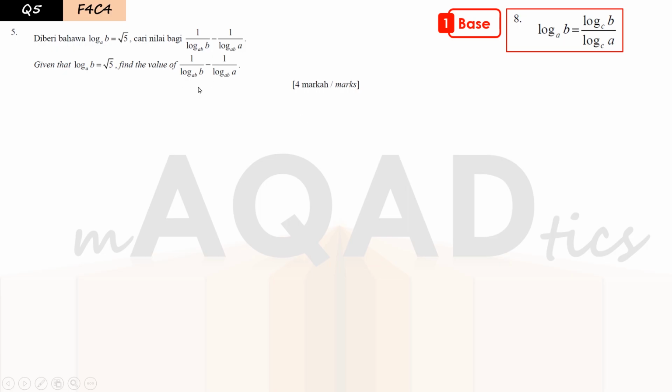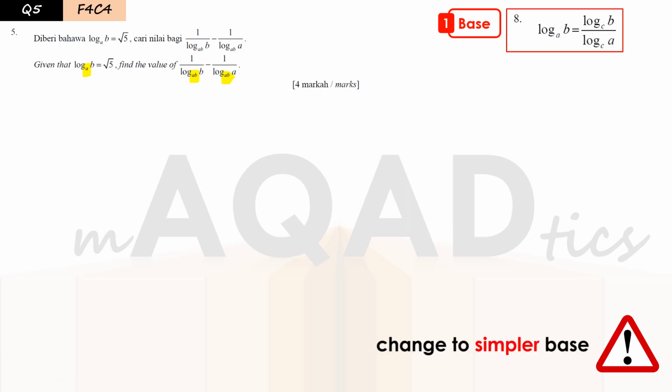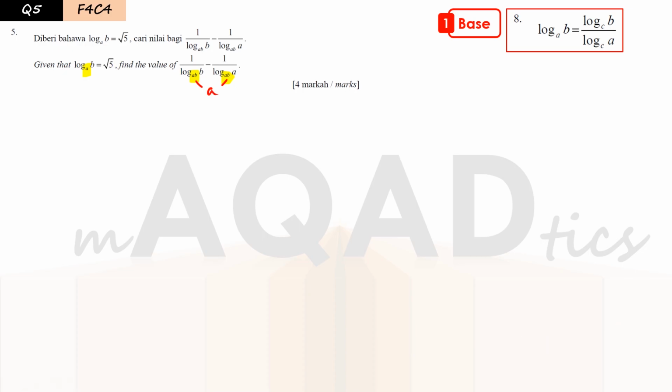If you look at the logarithms given here, which are these 3, you can see that the bases are different. One is just a, and the other one is AB. There are two ways to do this: either we change A to AB or AB to A. But what I recommend is, the simpler the base, the better. So for these two AB, why not we change it to A to simplify things. Let's change all the bases to A.